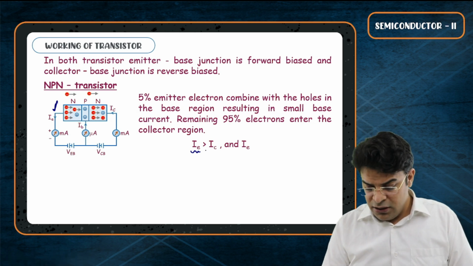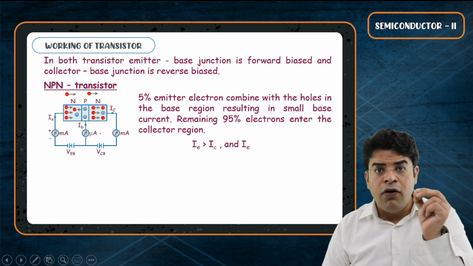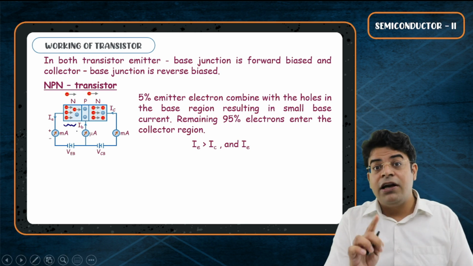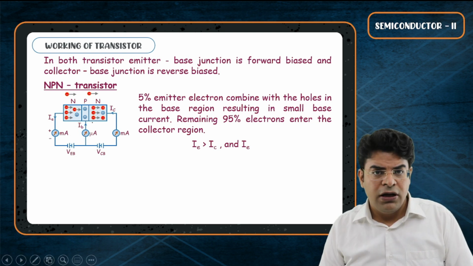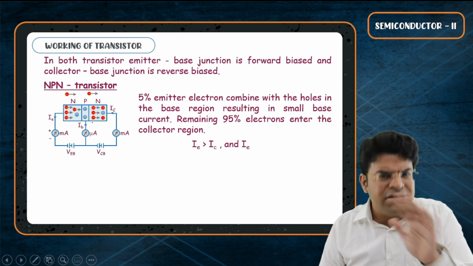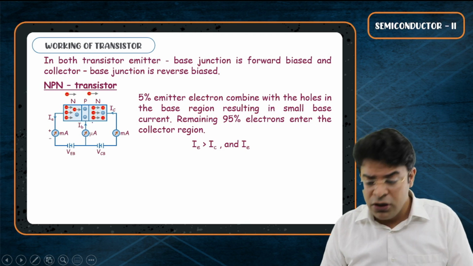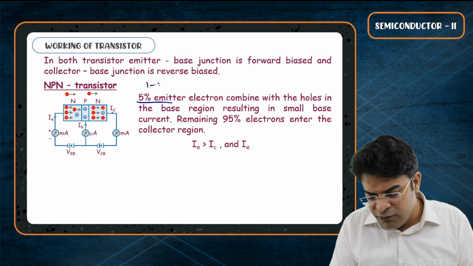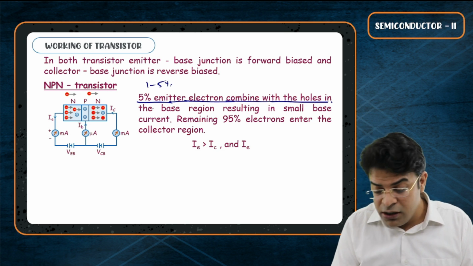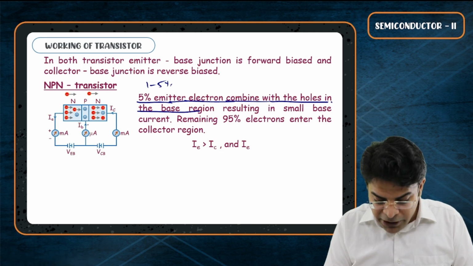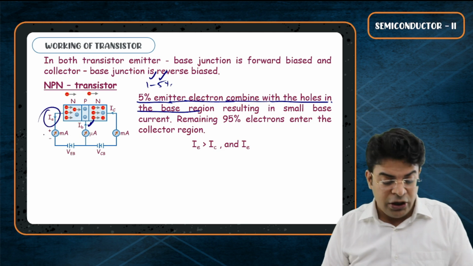Next, bachcho, do understand that IE, emitter current, is greater than IC, because some part of the majority charge carriers emitted by the emitter also move through the base. We are saying that it's less, but it's not zero. So somewhere between 1 to 5% of the charge carriers emitted by the emitter recombine at base. So the base current comes out to be anywhere between 1 to 5% of the emitter current.